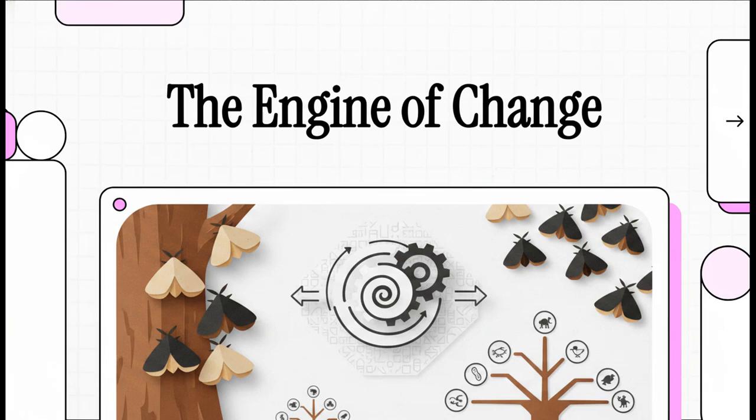Welcome to this explainer. Today, we're looking under the hood of literally the greatest engine on Earth, evolution. We're going to unpack the fascinating mechanics of exactly how biological populations transform, adapt, and survive over successive generations. It's a brilliant, ongoing mechanism that dictates the past, present, and the future of every single living thing.